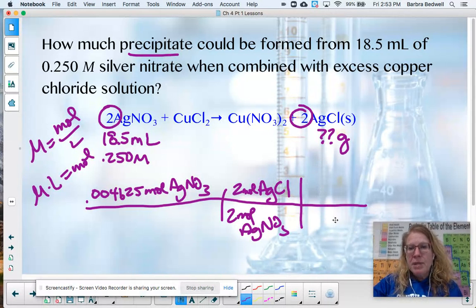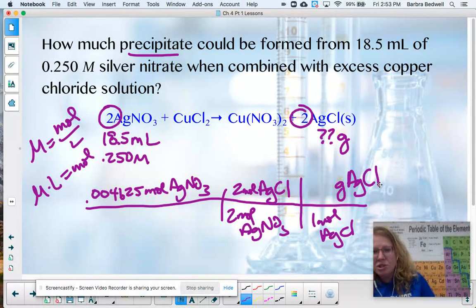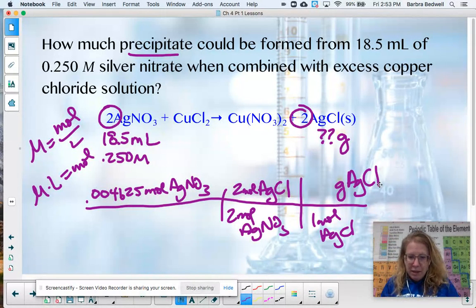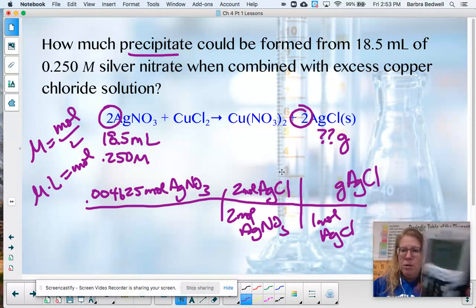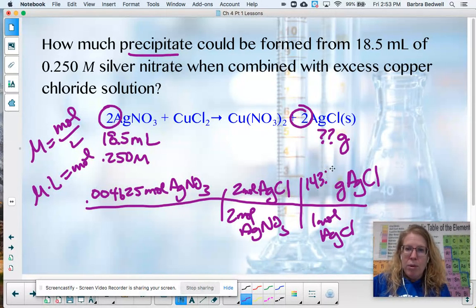And then our last step is going to be to convert from moles to grams. 1 mole of AgCl is going to be grams of AgCl, and you just use your periodic table to figure out what that would be. So let's see. Silver is 107.87 plus 35.45 for the chlorine gives me a molar mass of 143.32.